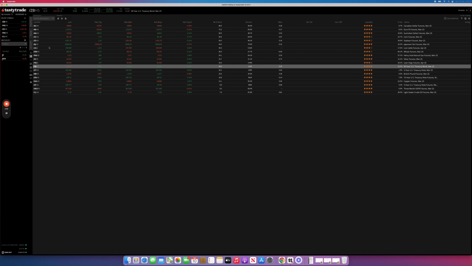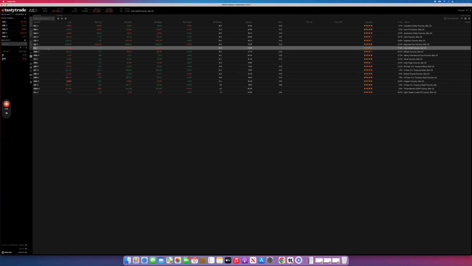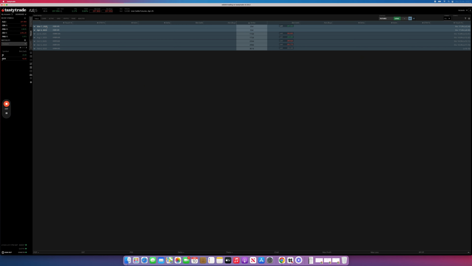problem. So what we're going to do is have a look at live cattle, because we've not had a look at that in recent times. It has an IV rank of 40.6 and an absolute level of 17.6%. So let's open up the trade tab, which is where we can see the option expiration dates.